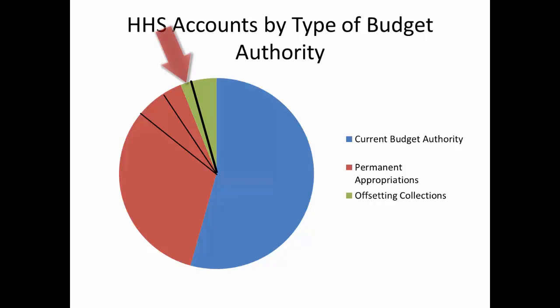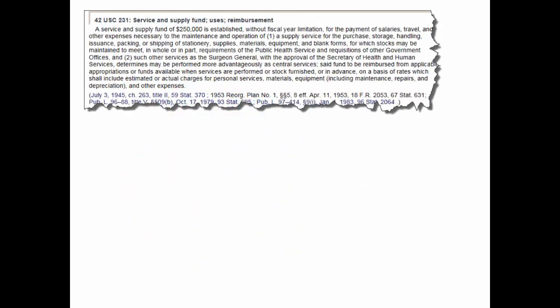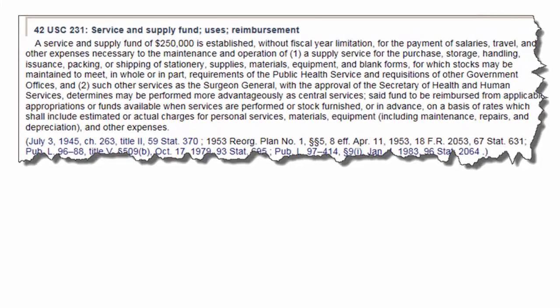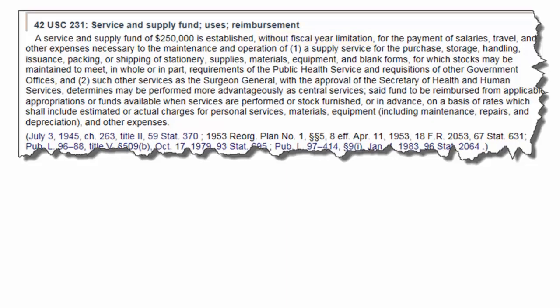These make up 38% of the permanent offsetting collections. Revolving funds are authorized by Congress to sustain enterprises of the government, which are of a business nature. This example shows the authority for the HHS, NIH, and CDC revolving funds. This authority permits the collection of funds for certain cross-cutting services. Note that the fund is established without fiscal year limitation. This is typical for revolving funds.